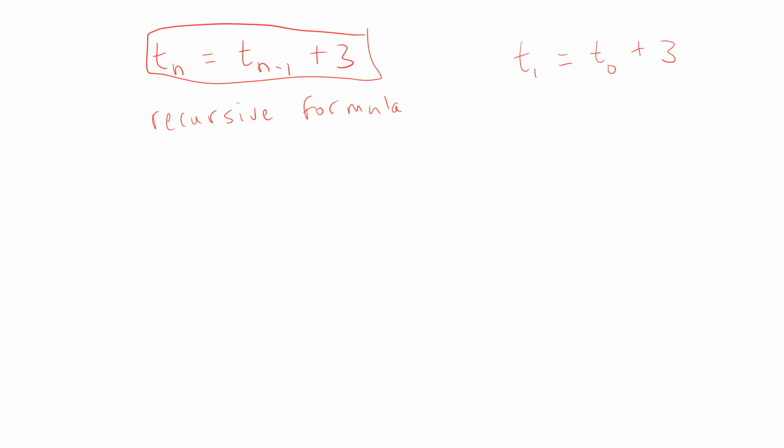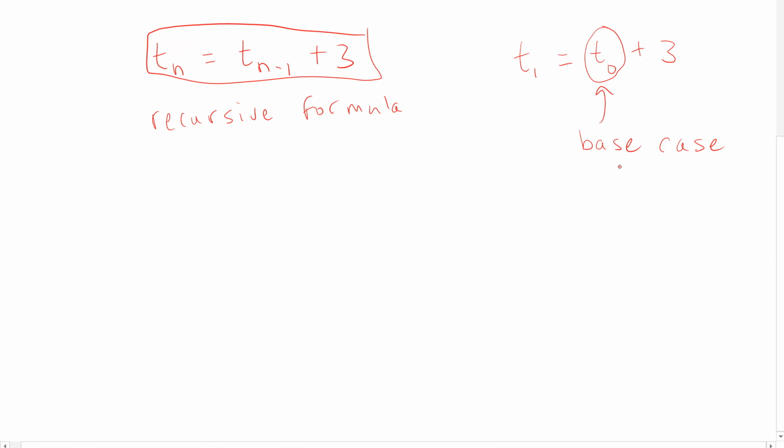The only problem is if I only have the recursive formula, I don't know what T0 is. I can't figure that out. That's actually called the base case. It's the initial value we need to have to solve the problem. So along with the recursive formula, we also need to include the base case.